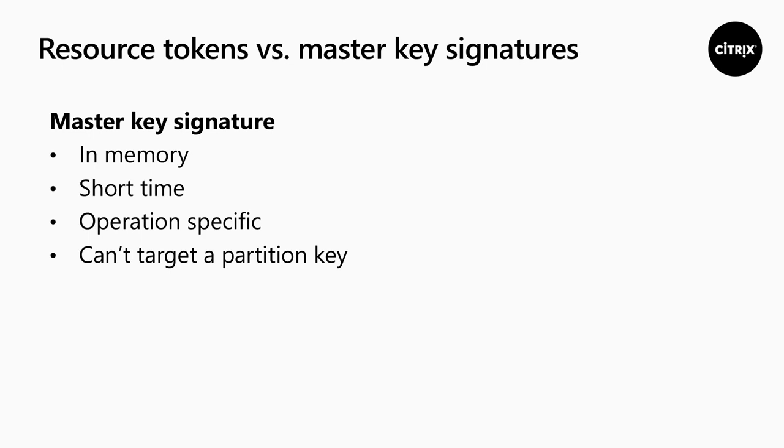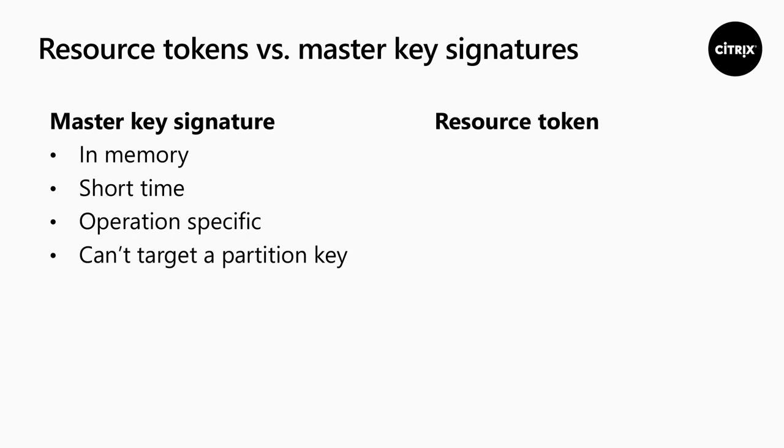But this is the killer, and this is very unfortunate. It doesn't encode the partition key that it was targeting. And so if you have a master key signature, it can be used for any partition key. And if you're doing isolation on a per partition basis like we are, that was a no-go for us. If you're doing it on a collection basis, however, this is great.